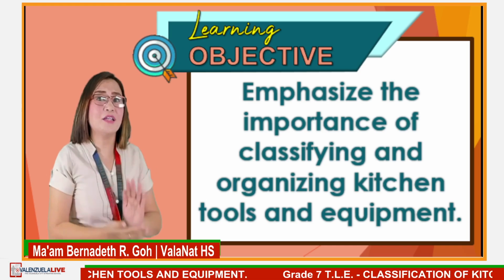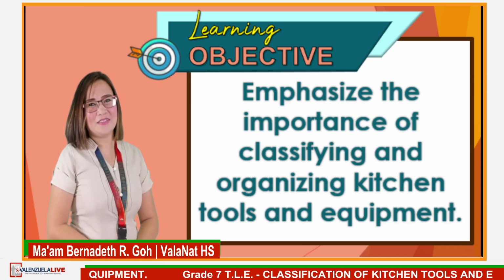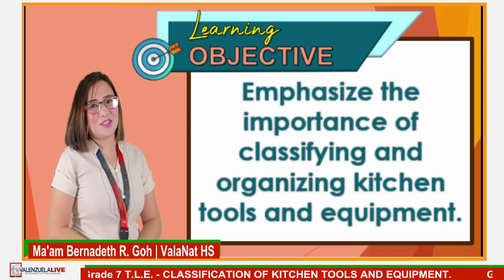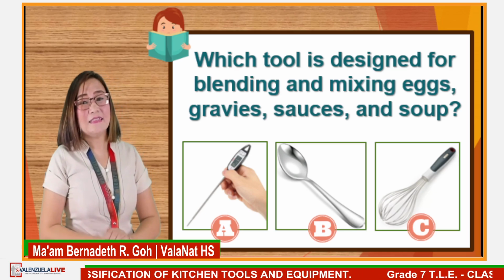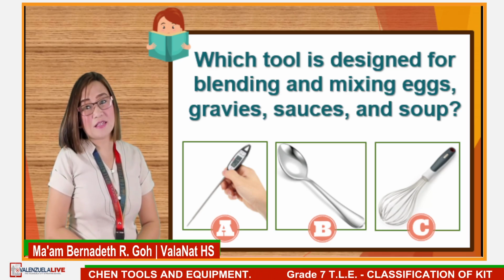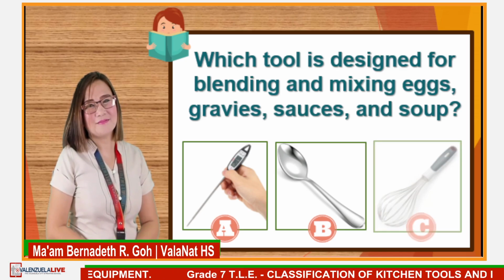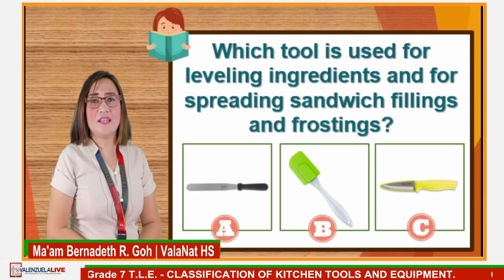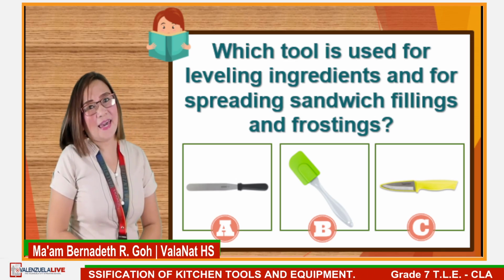Do you still remember the different uses of kitchen tools and equipment? Let's have a recall. Simply type the letter of your answer in the comment section. Which tool is designed for blending, mixing eggs, gravies, sauces, and soups? The answer is C, whisk. What if whisk is not available at home? What would be our alternative tool for mixing eggs and sauces?